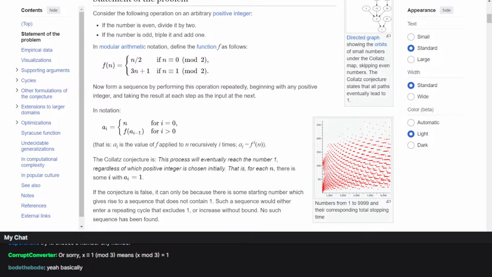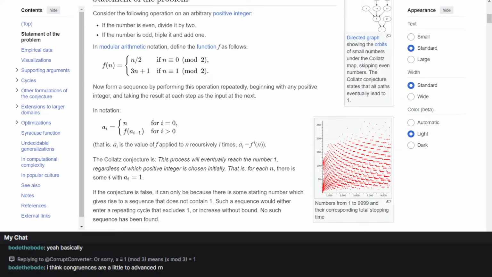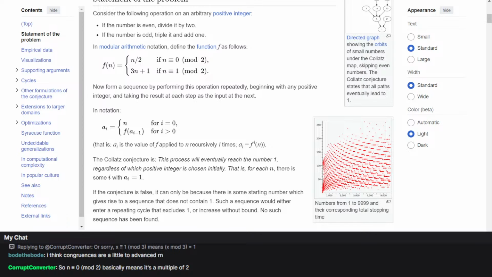Oh. Corrupt Converter says, or sorry, yeah, x ≡ 1 mod 3 means x mod 3 equals 1. Oh. X congruent 1 mod 3. I don't know if you read it like that. Converter, I think congruences are a little too advanced right now. Wait, equivalence is the same thing as congruent? Corrupt Converter says n ≡ 0 mod 2 basically means it's a multiple of 2.